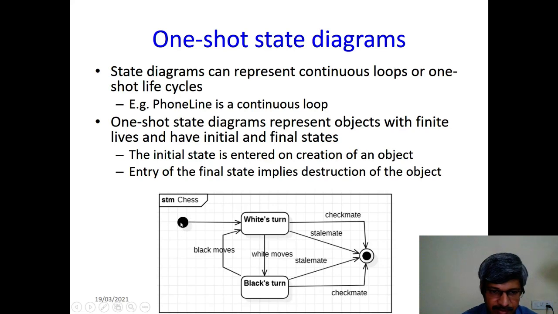The initial state will be represented like this. The final state will be like this bullseye. An object enters its initial state on its creation. Entry of the final state implies the destruction of the object. If we think about this chess game, here the object started, and here it is killed. Until then, it will be in these different states. So this is about a one-shot state diagram.